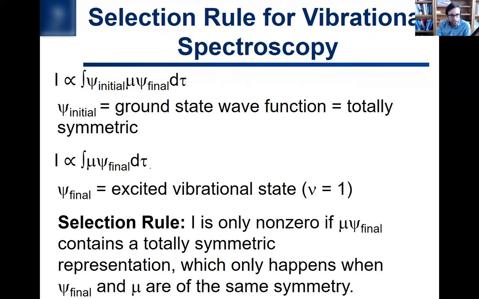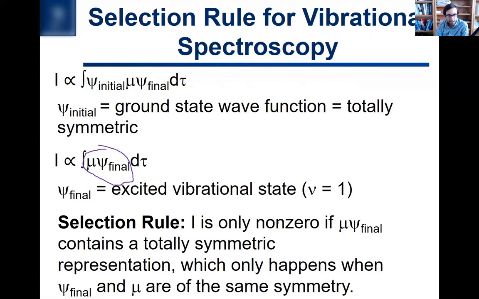And so our selection rule, again, is only going to be satisfied if these two things, mu and psi final, have the same symmetry, right? Because only then are you going to be on the diagonal in the product table. Only when you're multiplying something by itself in terms of its symmetry will you get an A1 in the product. And only when you have an A1 in the product will you get a non-zero integral and thus have a chance of seeing a peak. And so the selection rule then, I is only non-zero if mu times psi final contains a totally symmetric representation, which only happens when psi final and mu are of the same symmetry. So we've gone over this slide before.